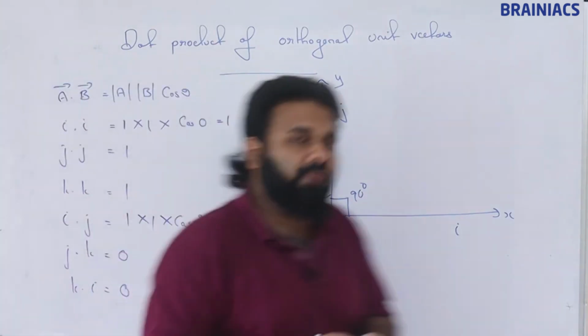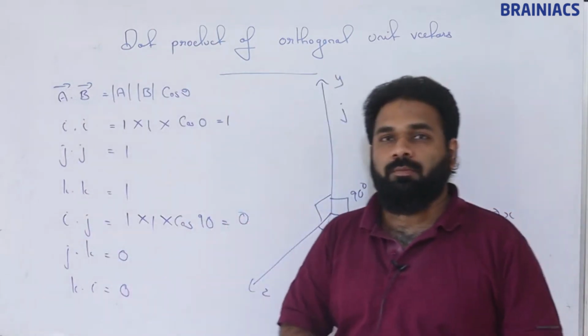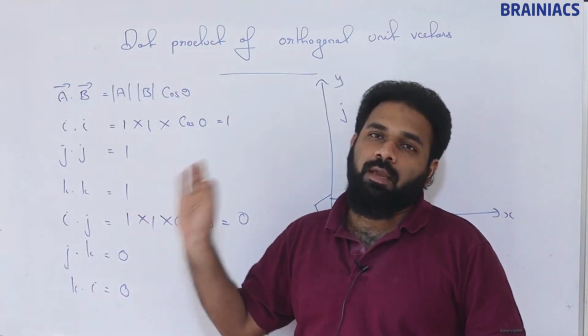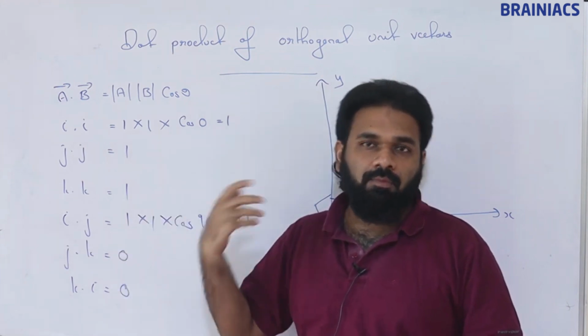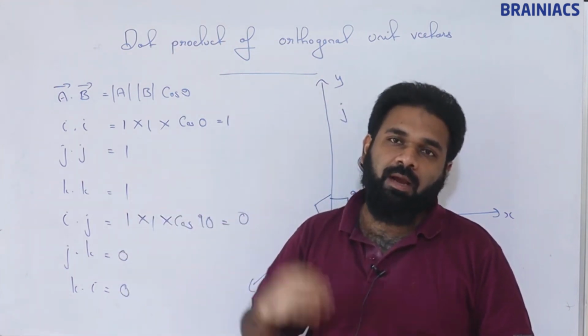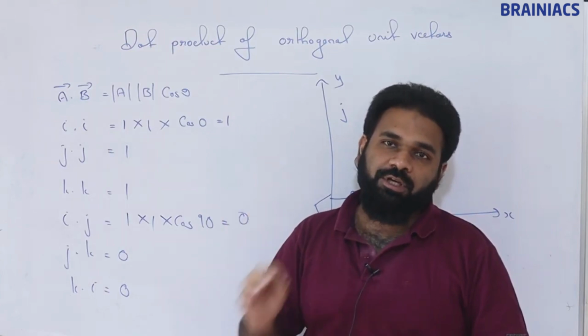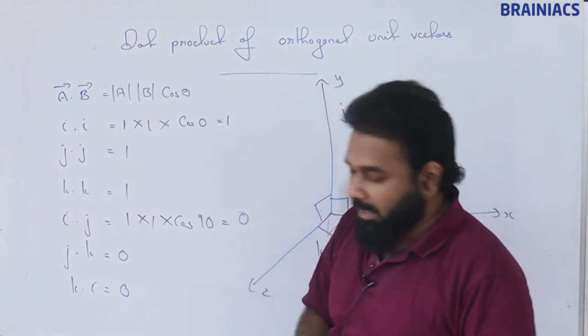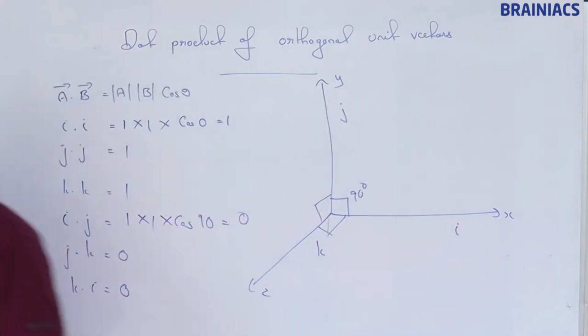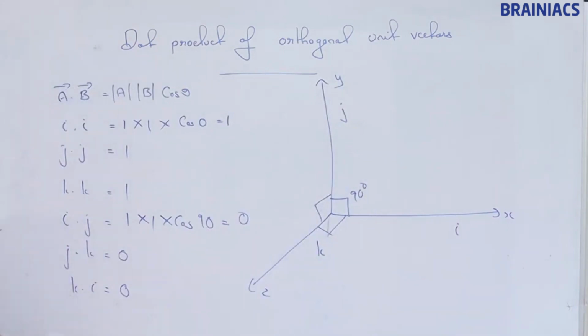So when we do dot products of unit vectors along I, j, k, that will give 0 results. I dot I will be 1, j dot j will be 1, k dot k is also 1, but I dot j, j dot k, k dot I, all these are 0.